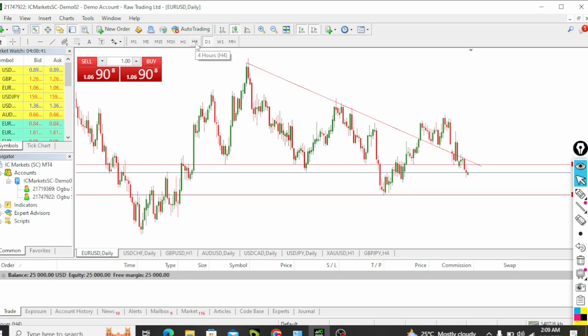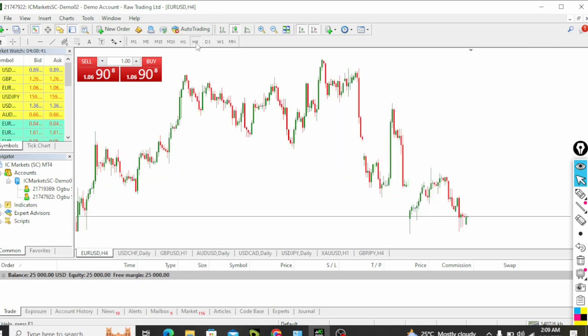So let's look at, I like to see from time to time what the 4 hour time frame is doing. I like to make my analysis and still place my trade with the 4 hours time frame. Let's see what's going to happen.